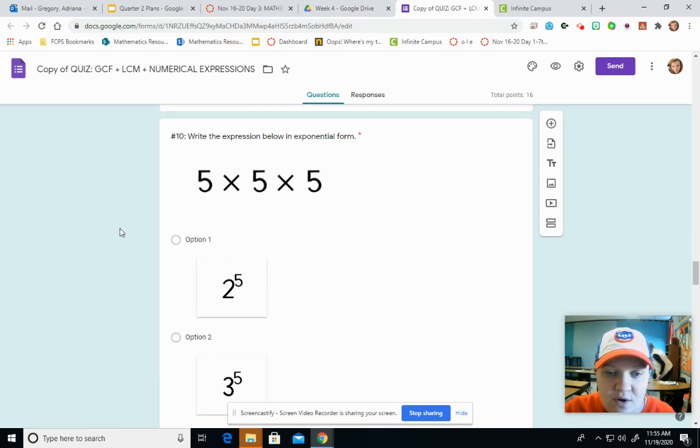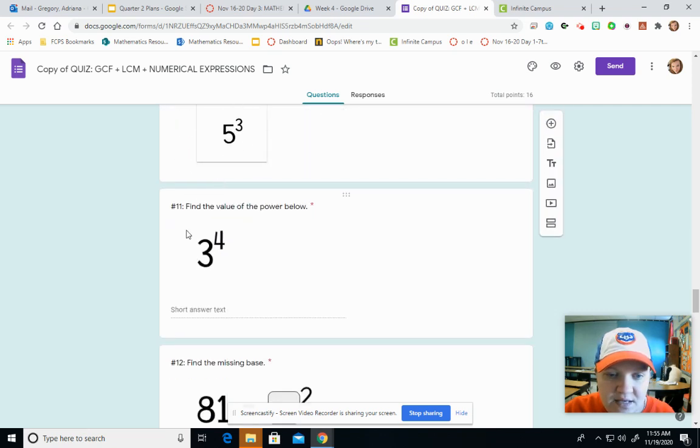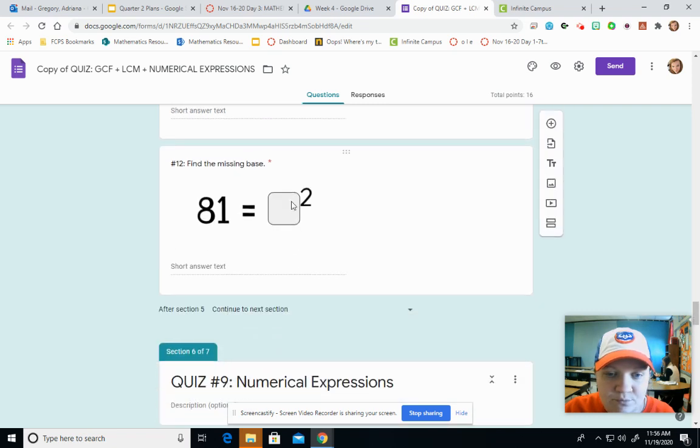And then we're going to get into our exponents. 5 times 5 times 5. Which one of these represents 5 times 5 times 5? And then I want to figure out what is 3 to the 4th power. And the answer is not 12. So please nobody type in 12 right there. What is 3 to the 4th power? And blank to the 2nd power makes 81. We're going to figure that out.